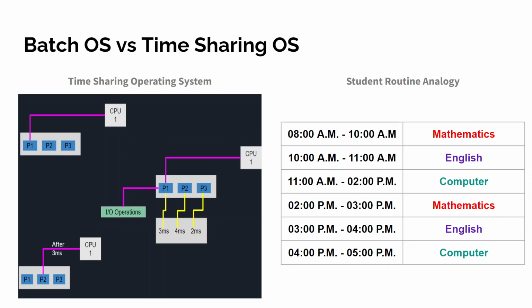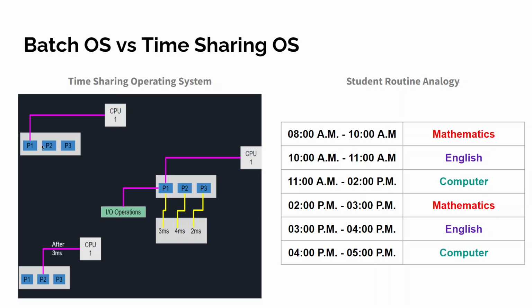And the processes P1, P2, and P3 could be any program that you are currently running on your computer. For instance, P1 could be a process of the Chrome browser, P2 could be a process of the VLC media player, and P3 could be a process of Microsoft Word. We get the feeling of running all these programs all at once due to the rapid switching between the processes. This is the concept of the time sharing system. This concept of time sharing is also called multitasking.